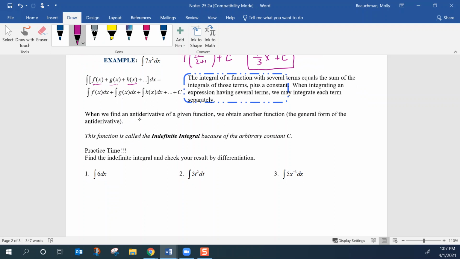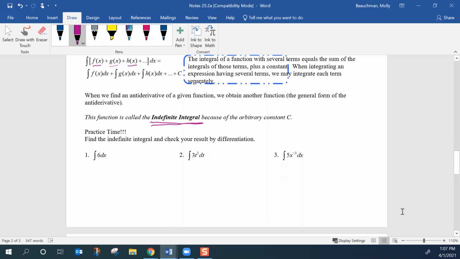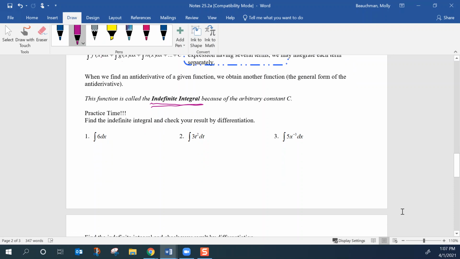All right, so when we find an antiderivative of a given function, we obtain another function, and it's the general form of the antiderivative. And that function is called the indefinite integral because of the arbitrary constant c. So let's practice. So we're finding indefinite integrals. So the integral of 6 dx, that's the integral of a constant, would be 6x plus c. And just a note, if that was the integral of 6 dt, it tells you what the integration constant is. That would be 6t plus c.